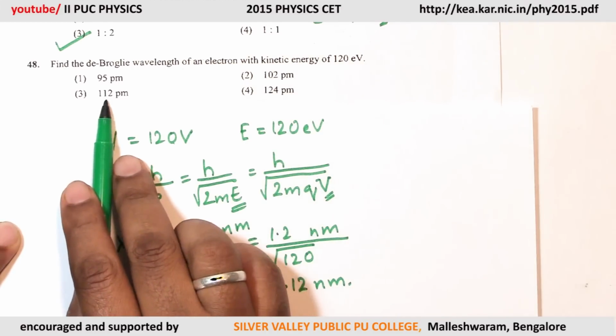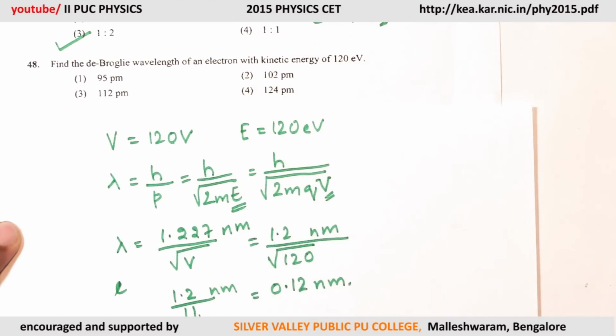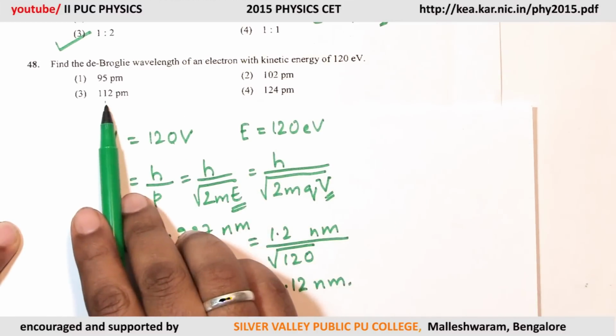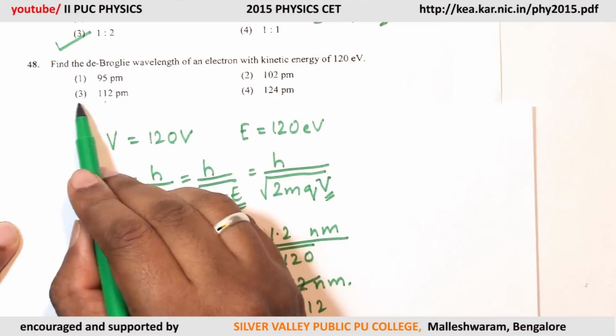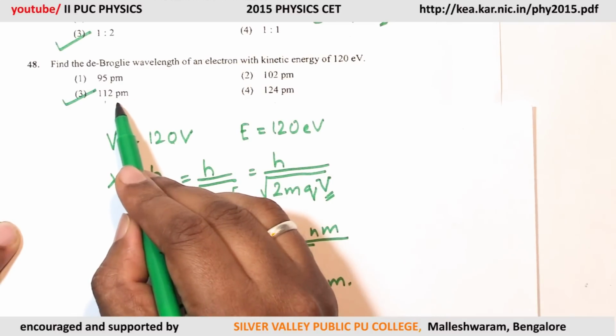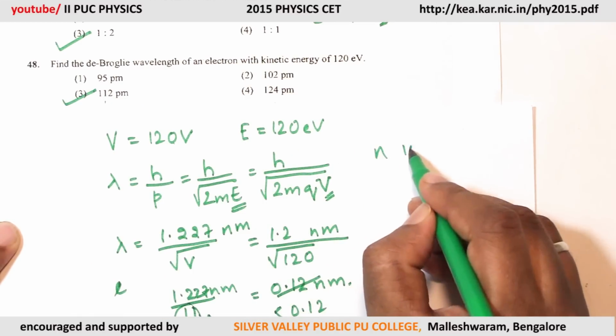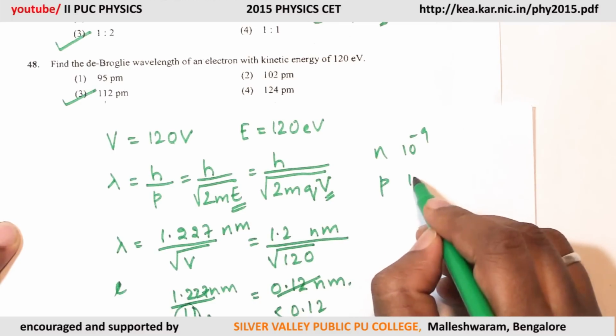We have two options, 112, 124, because these two are approximations of this. This is greater than 10. If this increases, this ratio should decrease. This ratio should decrease means it cannot be 0.12, it is less than 0.12. Less than 0.12 means this, PM. Nano is 10 power minus 9, pico is 10 power minus 12.